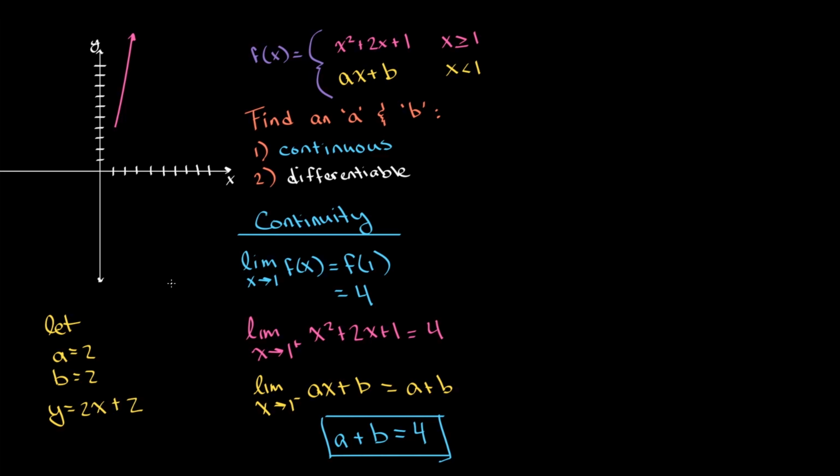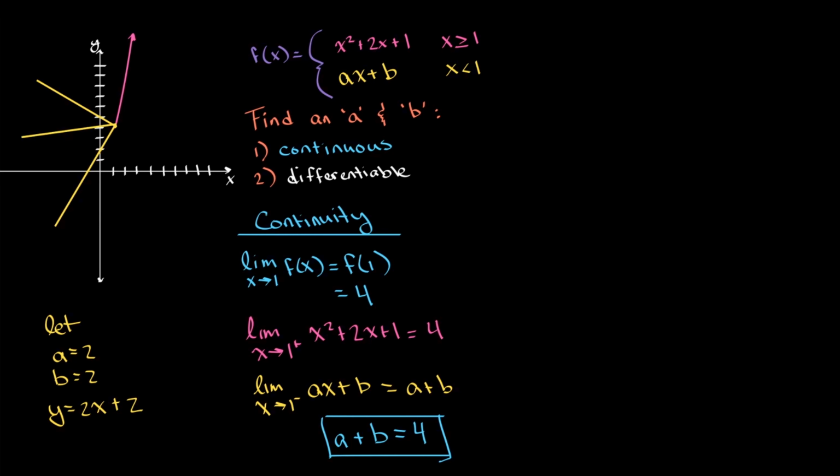Graphing that, we go 1, 2, and 1, 2 over 1, and we get a line that looks like this. That's just one example, but we have an infinite number of lines that we can construct, any a and b that add up to 4. So we could also have a line that looks like that, or like that. Any a and b that add up to 4 will make this function continuous. Now you can notice when these lines connect, they're not necessarily differentiable. We have some corners here.